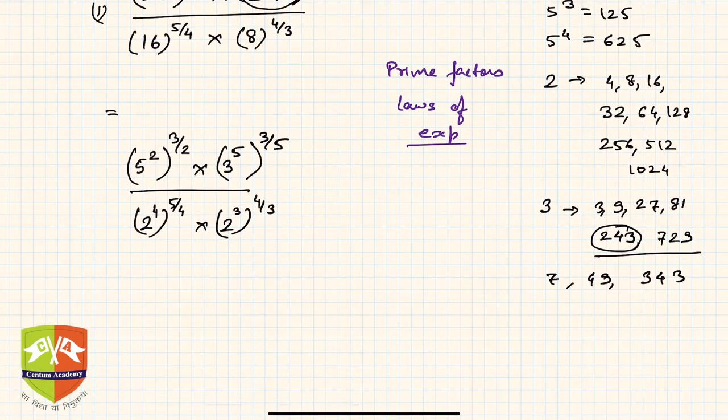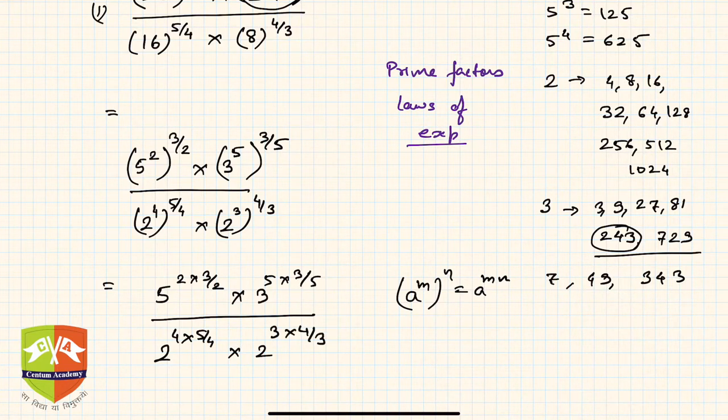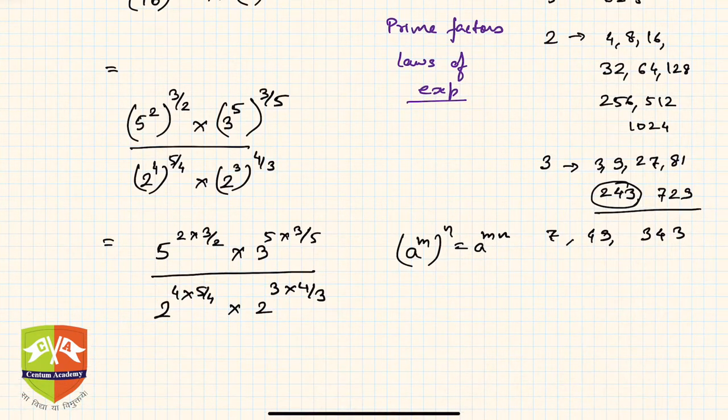And then simply using our laws of exponents, the first term is 5 to the power 2 into 3 by 2. The rule used is a to the power m whole to the power n is a to the power m times n. And then multiplied by 3 to the power 5 into 3 by 5. Then 2 to the power 4 into 5 by 4 multiplied by 2 to the power 3 into 4 upon 3. Very simple, isn't it? Now it's just plain arithmetic, right?